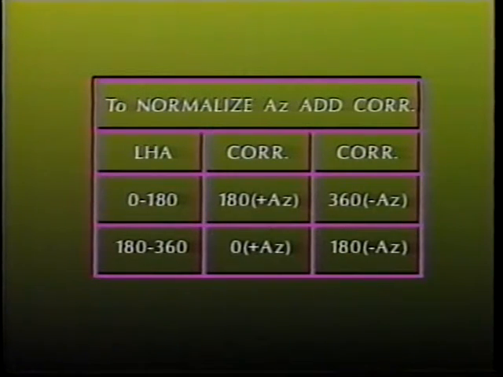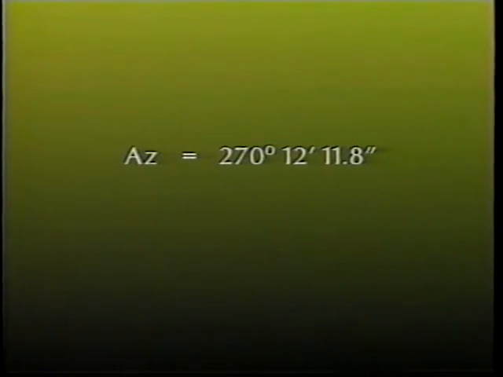The LHA is between 0 and 180 in our problem, and the answer to the equation was minus, which means that we have to add 360. That makes our answer, the azimuth to the center of the sun, 270, 12, 11.8. However, we did not cite the center of the sun. Remember, we cited the left edge of the sun.